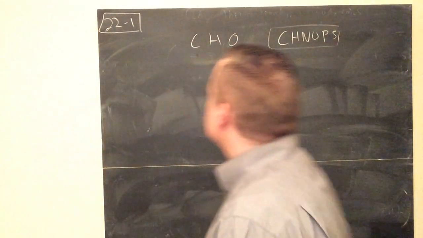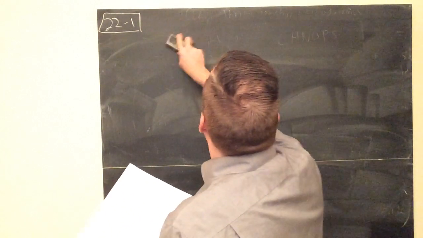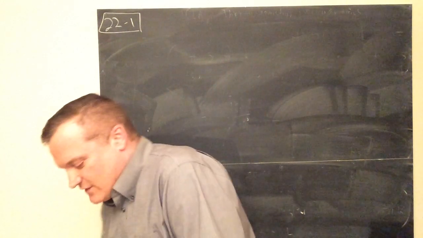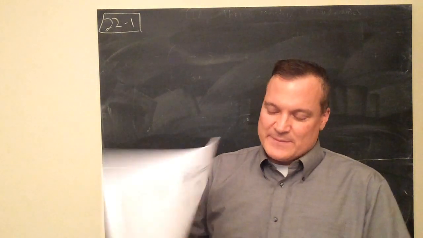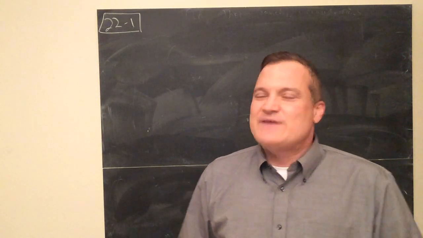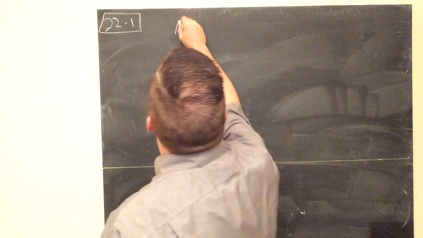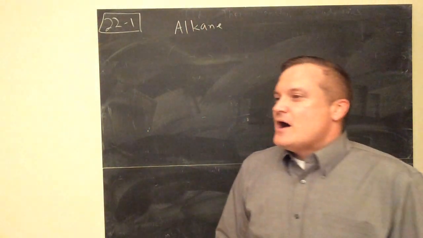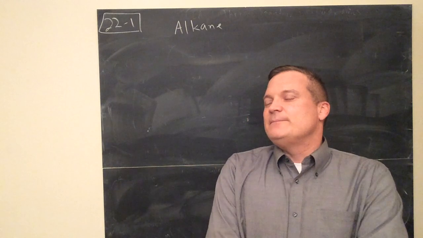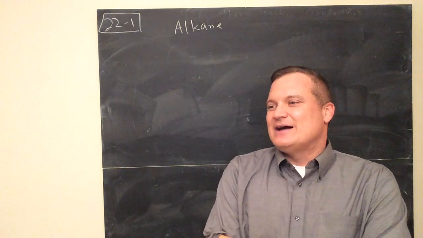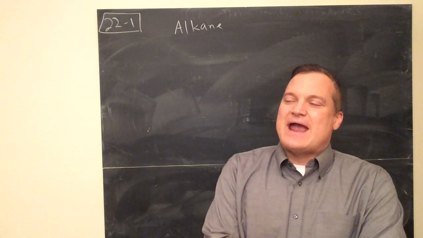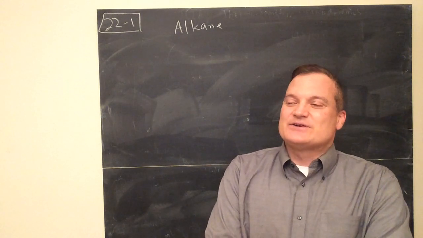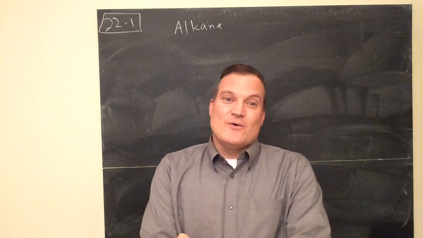All right. So here we go. First of all, let's talk about what hydrocarbons are. The basic kinds of hydrocarbons are called alkanes. A-L-K-A-N-E.